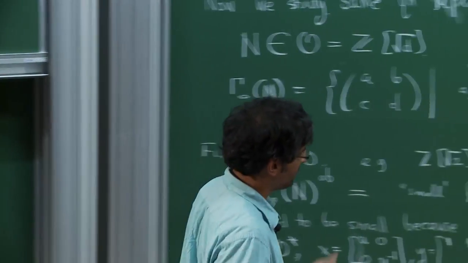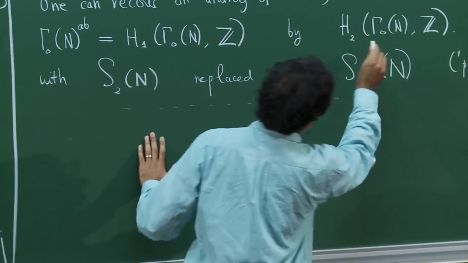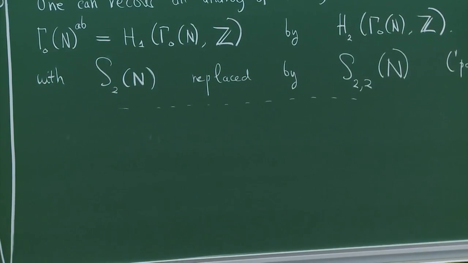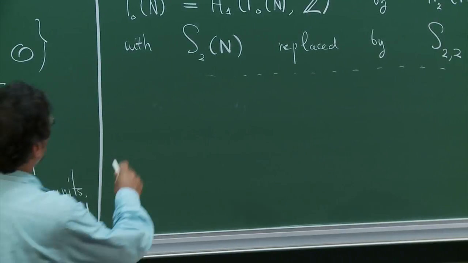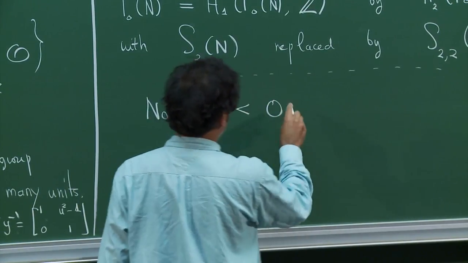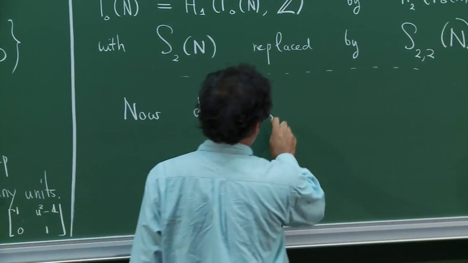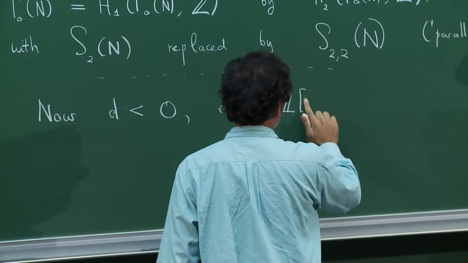If one wants to generalize the things we're talking about, one needs to make this kind of substitution. But it turns out we won't have to do it for Bianchi groups. So all right, so now let's take D less than 0. So for example, Z of i.